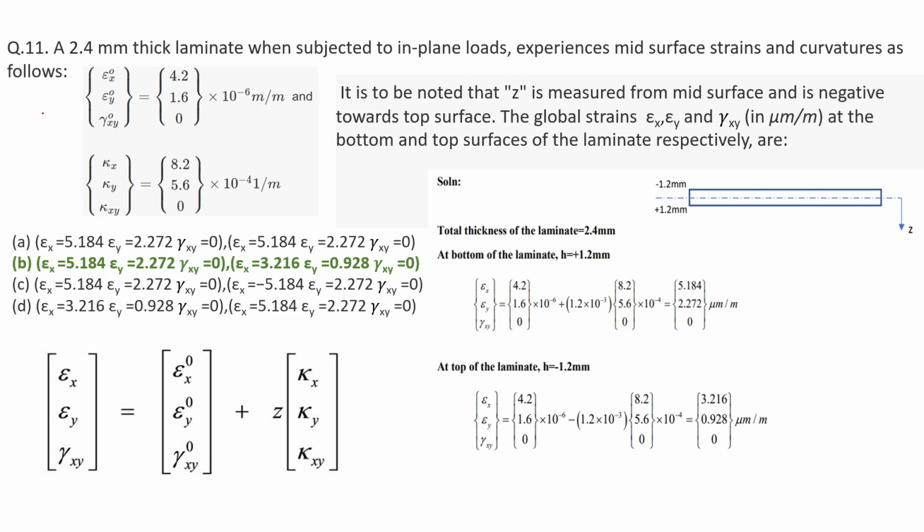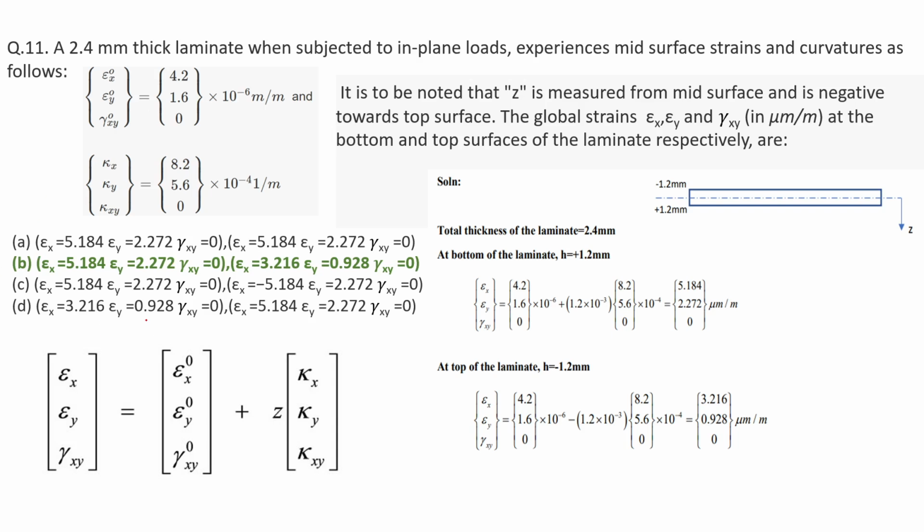Now the last question is: a 2.4 mm thick laminate, when subjected to in-plane loads, experiences mid-surface strains and curvatures as follows. The mid-surface strains are given and the curvatures are given. It is to be noted that Z is measured from the mid-surface and is negative towards the top surface. The global strains epsilon x, epsilon y and gamma xy, in micrometer per meter, at the bottom and top surface of the laminate respectively, are to be found.